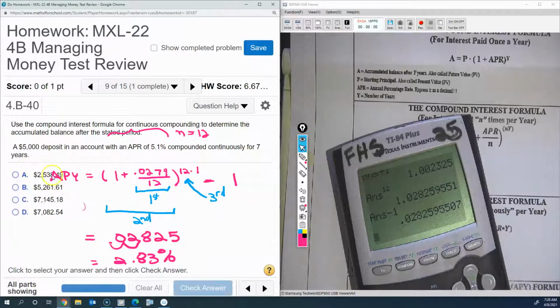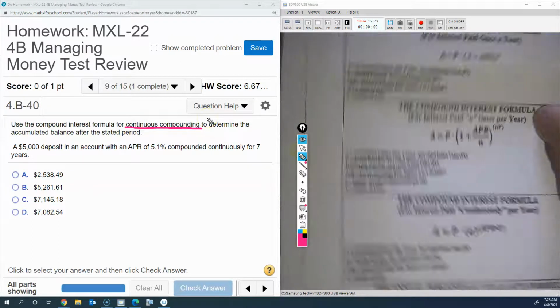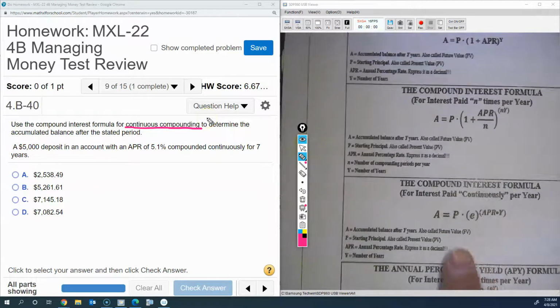All right, now you're doing a compound, so use your compound interest formula, and as soon as I see this, I see the words continuously. Okay, so now I'm using the fourth formula down right here.